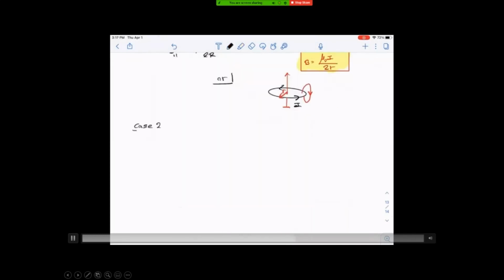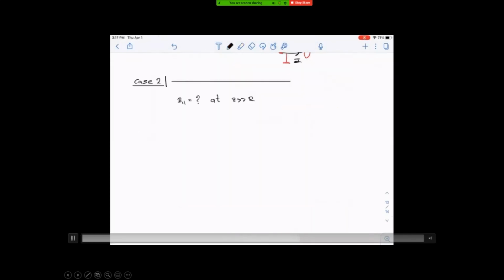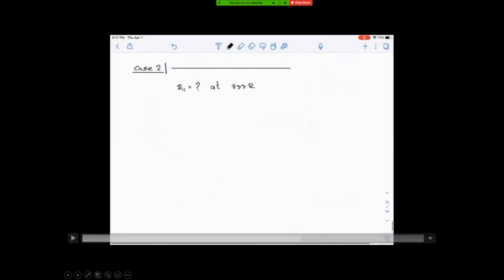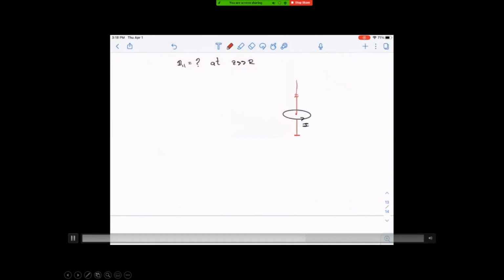So that's what I'm going to do. This becomes case number 2. What is the component of the magnetic field which is perpendicular to the area of the loop when Z is much larger than R? So that's what we're interested in right now.